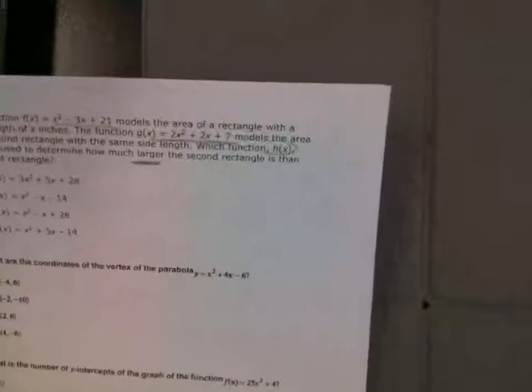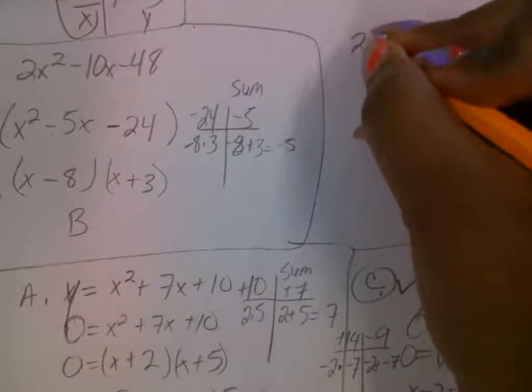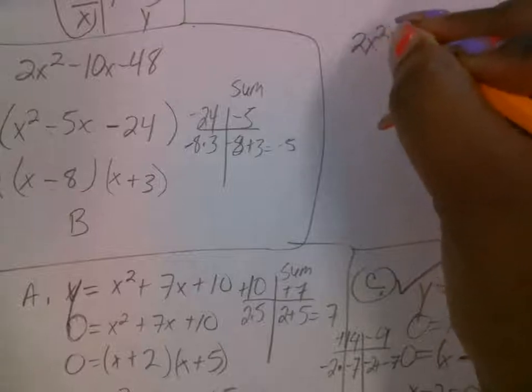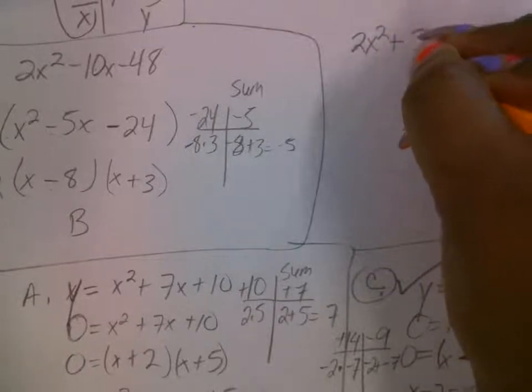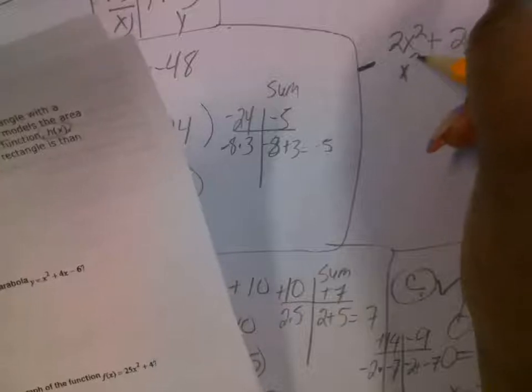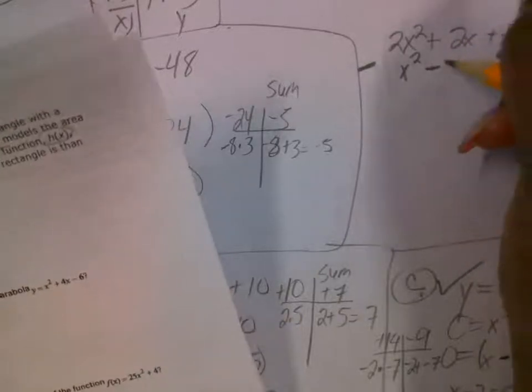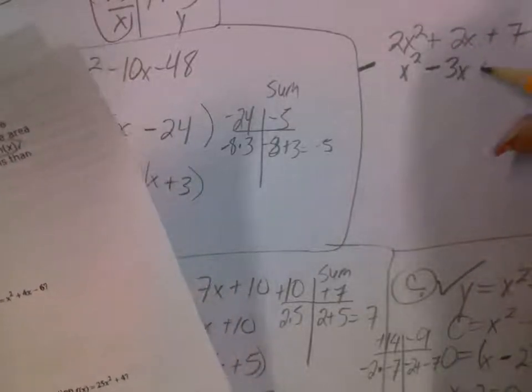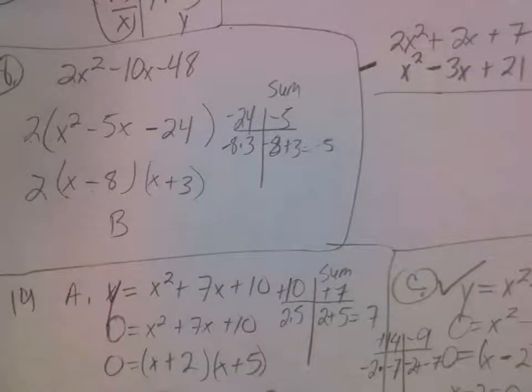So I'm going to do that. This is the second one. The second one is 2x squared plus 2x plus 7. And I'm going to subtract it from the area of the first, but I'm going to put it under the like term, okay? Because you can only subtract ones that have the same like term. So I'm going to set it up just like that. All right, and now I'm going to subtract.